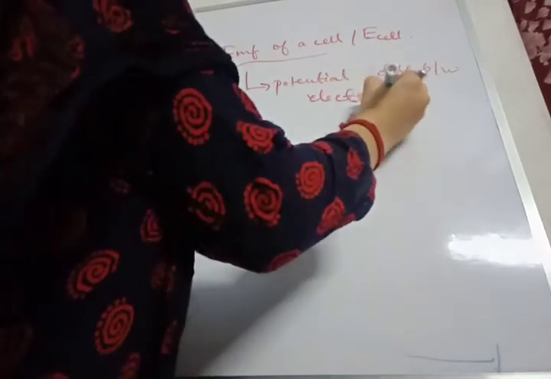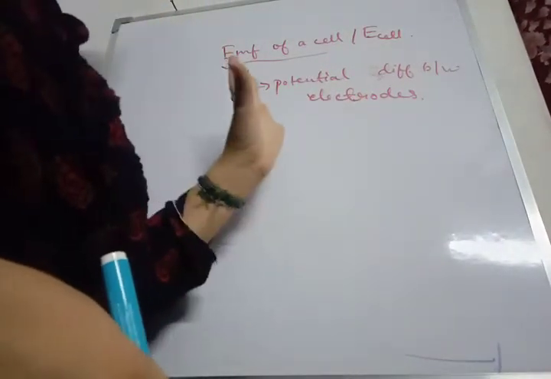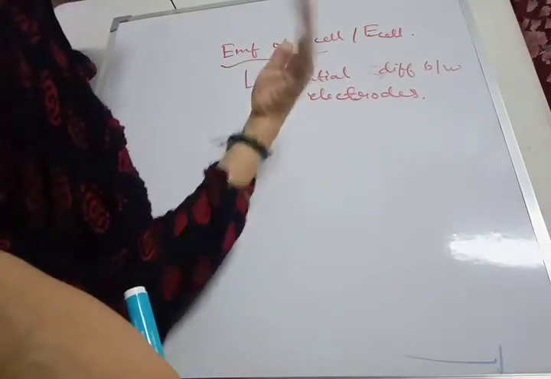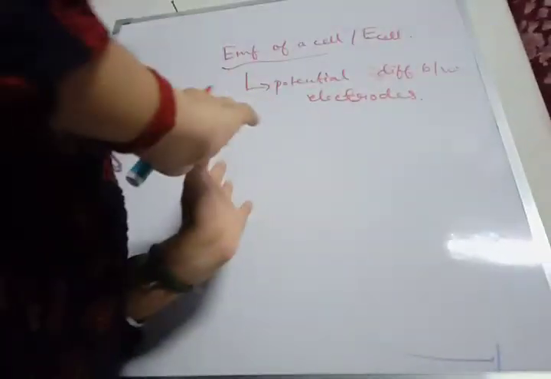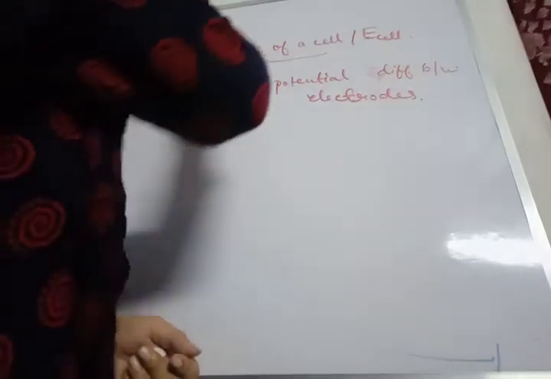So if I want to define this, what should I say? Due to difference in potential between the two electrodes, the current will flow from an electrode at higher potential to an electrode at lower potential. Then the EMF generated is known as EMF of a cell, or the E cell. And this all is for a galvanic cell, right?